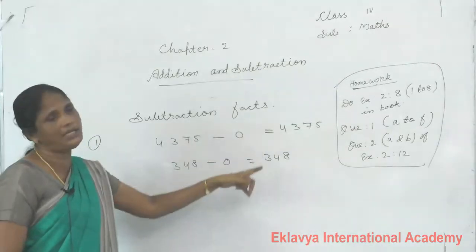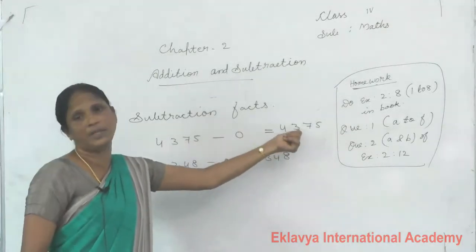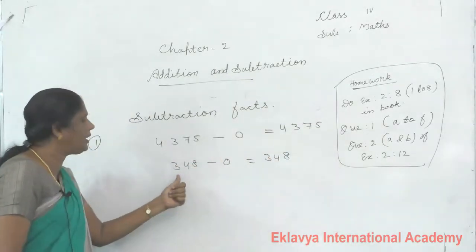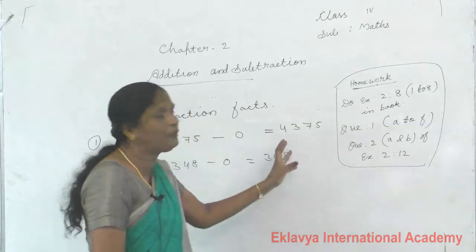Here we prove this. 4,375 minus 0 is equal to 4,375. Then 348 minus 0 is equal to 348. We have proved this. Yes.